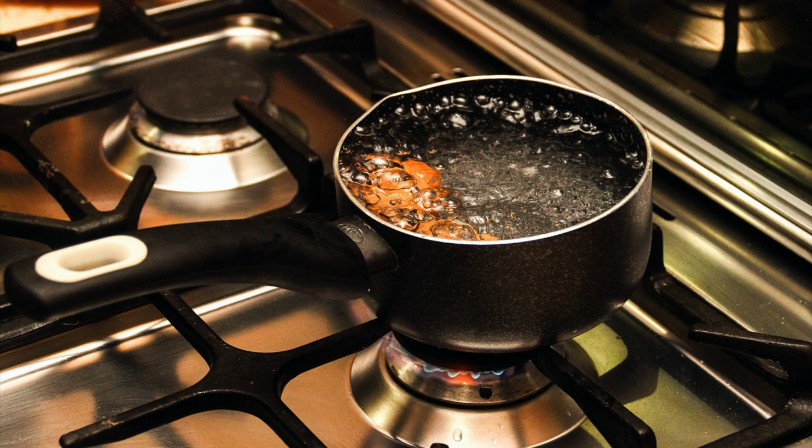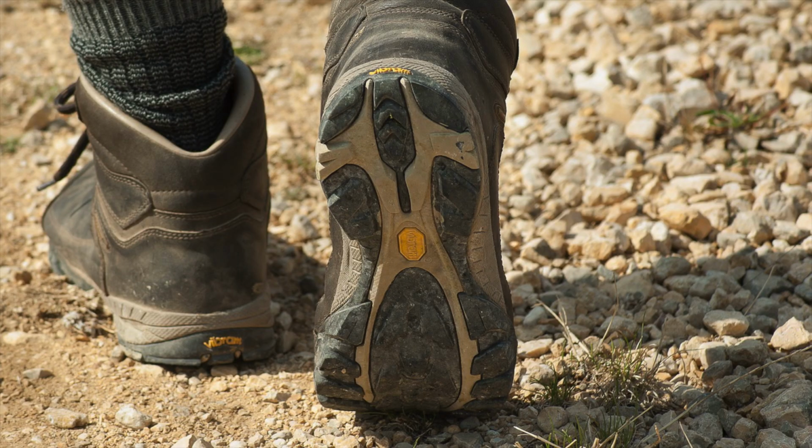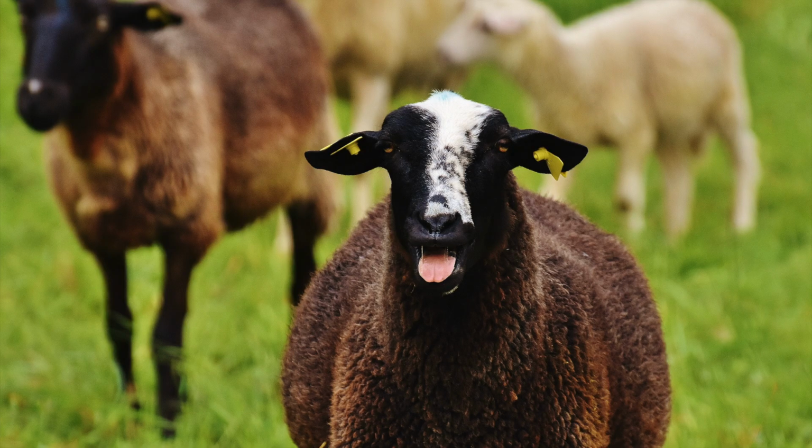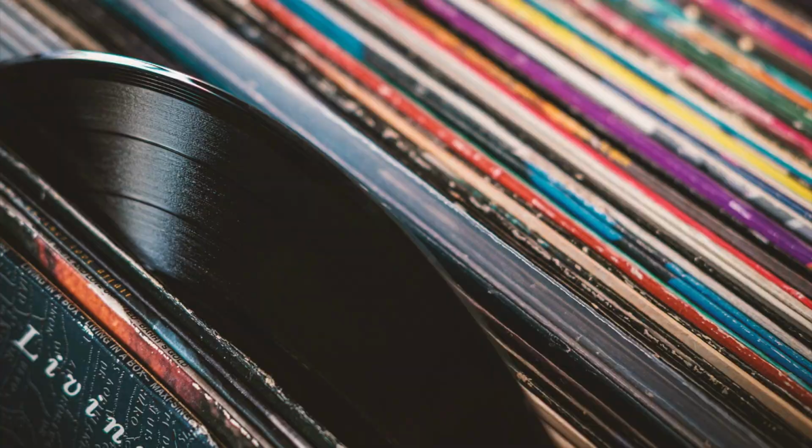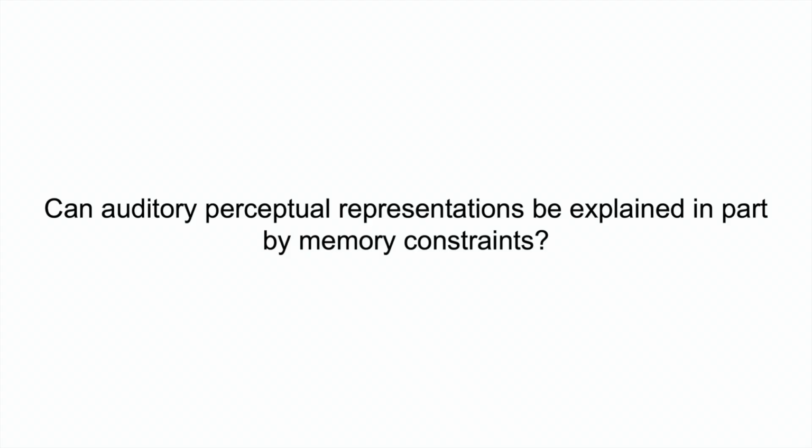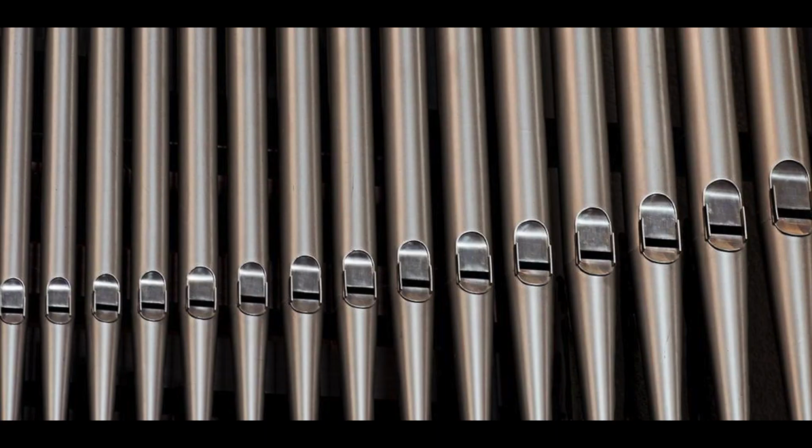Our perceptual systems take in an astonishing amount of information about the world around us, but have limited resources to store this information into memory. In this paper, we explored whether auditory perceptual representations could be explained in part by such memory constraints. We focused on representations of pitch, the perceptual property that enables sounds to be ordered from low to high.